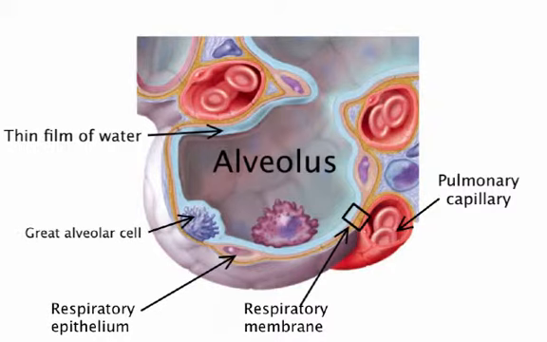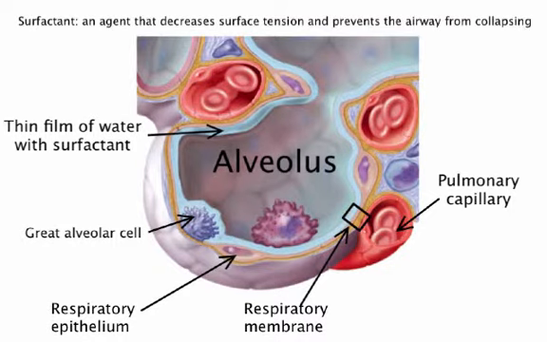The great alveolar cells secrete an agent that disrupts the hydrogen bonds of water and reduces surface tension. It's called pulmonary surfactant. The pulmonary surfactant is composed of partially hydrophobic molecules spread out over the surface of the water film. As the small airways deflate, the surfactants are squeezed close together.